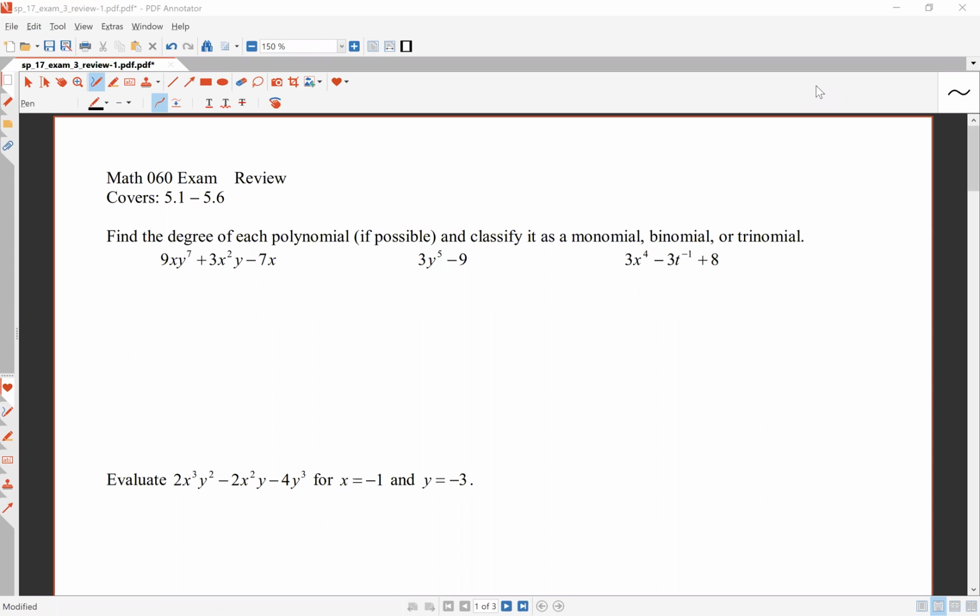When looking at polynomials, the number of terms is described by monomial being one term, binomial being two terms, and trinomial being three terms. 3y to the fifth minus 9 is a binomial. 9xy to the seventh plus 3x squared y minus 7x is three terms, so trinomial describes that. A monomial would look something like 3x to the seventh.